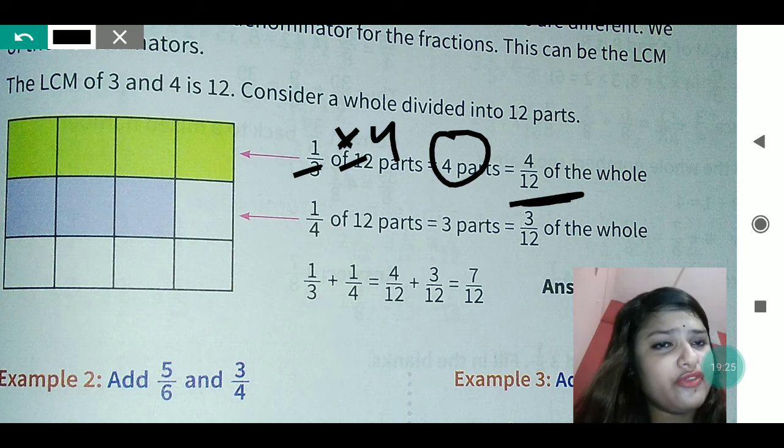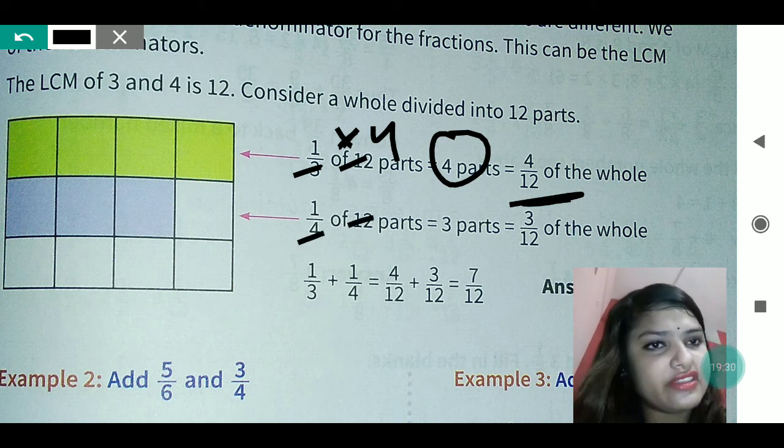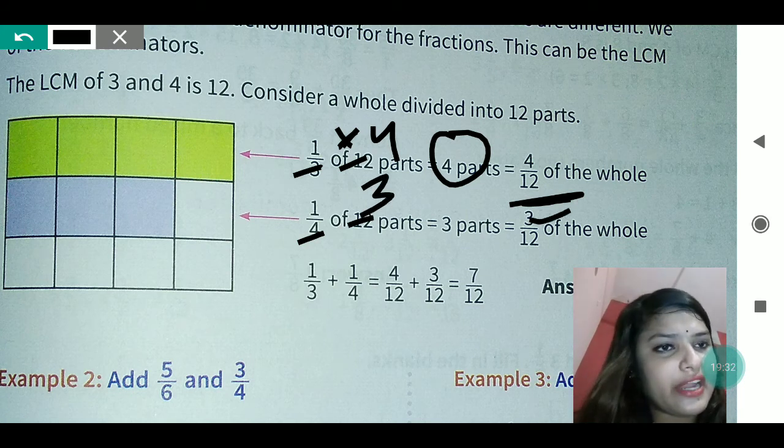In the same way, 1 by 4 is there. So when you read the table of 4, how many times can 12 be divided? 3 times. So you write 3 on top and 12 as it is.